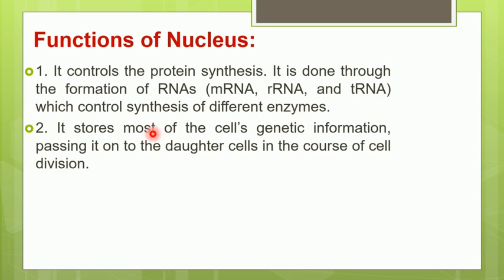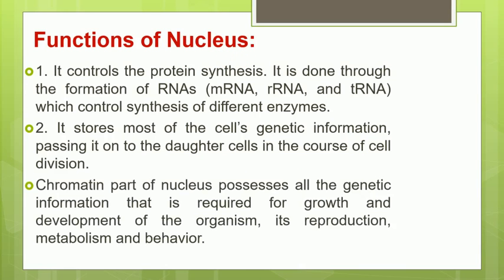The second important function is storage of the cell's very important genetic information, that is in the form of DNA, and this DNA is present in the form of chromatin threads, and it is passed on from one generation to the next generation with the help of the nucleus. So we know that during cell division, the nucleus also divides. That process is called karyokinesis.